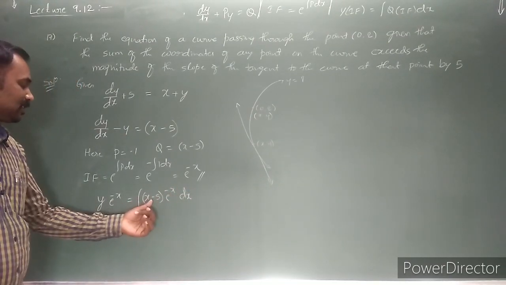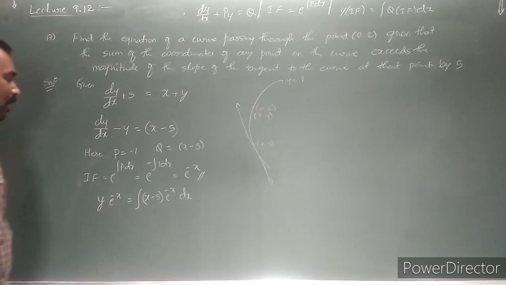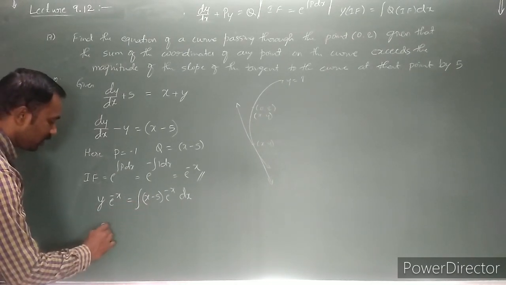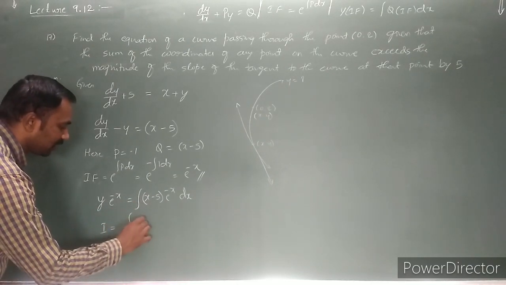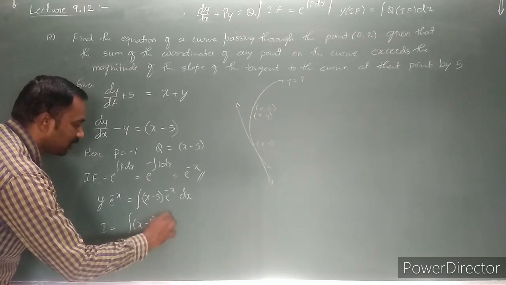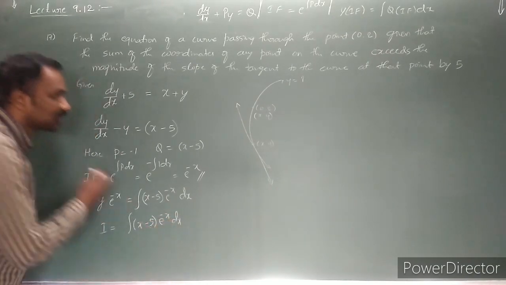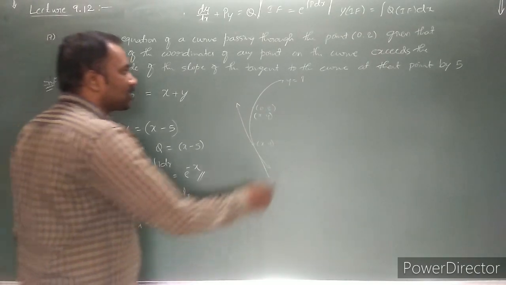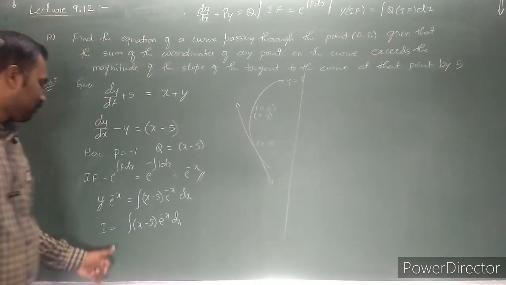What is e power minus x? This is the Q, this is the integrating factor. Now just consider this as I: integration of (x minus 5) into e power minus x into dx. Previously, we did the integration of this type.